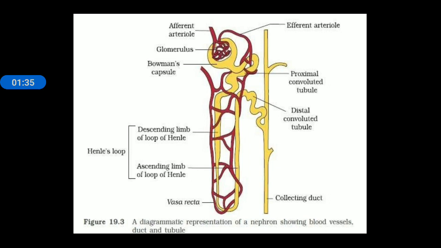Henle's loop consists of two segments, the descending segment and the ascending segment. The descending part is known as the descending limb of the loop of Henle. The ascending segment consists of the ascending limb of the loop of Henle. This ascending segment further opens into a highly coiled structure known as the DCT, the distal convoluted tubule, and this distal convoluted tubule further connects with the collecting duct.